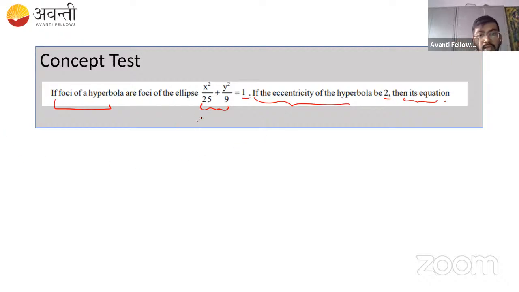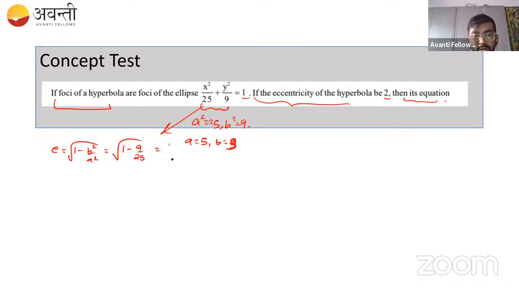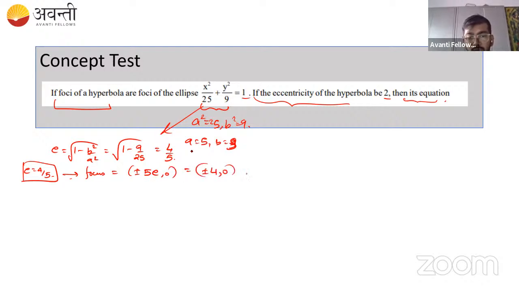So now a square is 25, b square is 9, so a is 5, b is 3. Here we can find out the eccentricity of this ellipse. Eccentricity is the square root of 1 minus b square by a square, which will come out to be root of 1 minus 9 upon 25. This comes out to 4 by 5. So the eccentricity value is 4 by 5 for the ellipse that has been given to us. So the focus will be plus minus 5e comma 0, which will come out to be plus minus 4 comma 0.